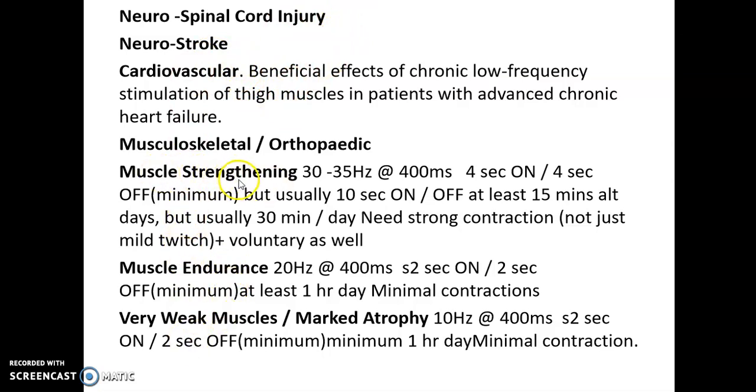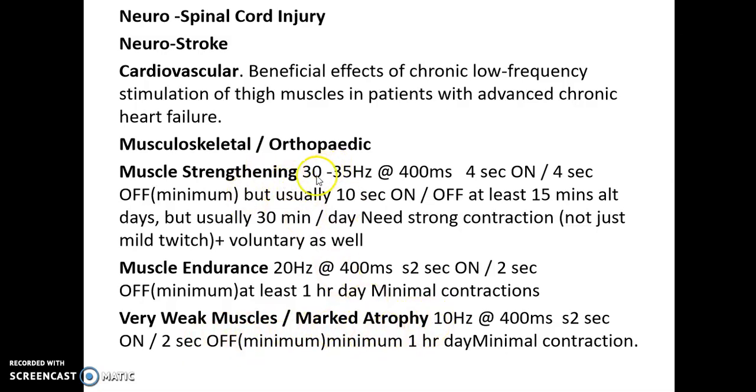One is muscle strengthening, that is, improving the muscle power. Next is muscle endurance, that is tolerance. So that is a minimum contraction but maximum duration. And very weak muscles, marked atrophy, such as in quadriplegic spinal cord injury cases or severe dense hemiplegia and all.